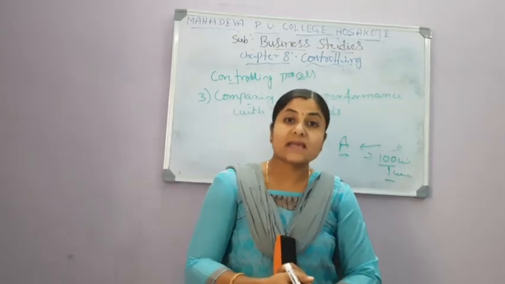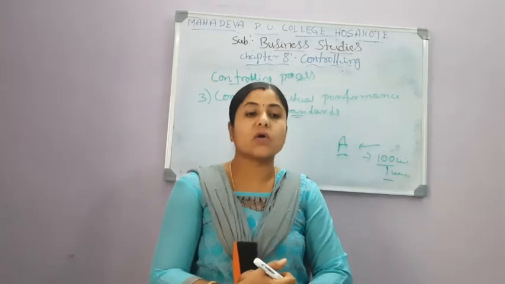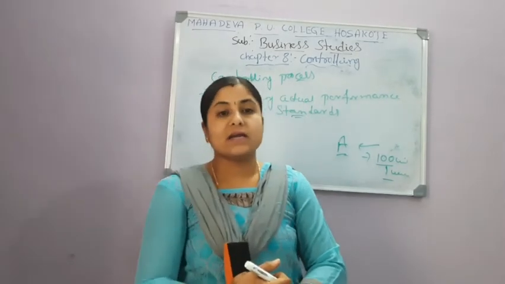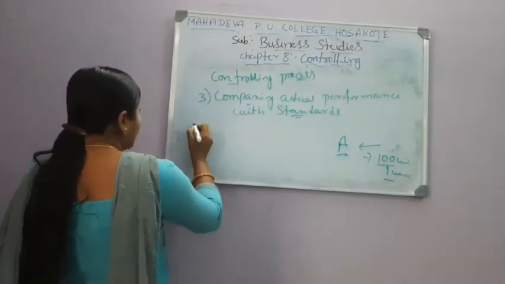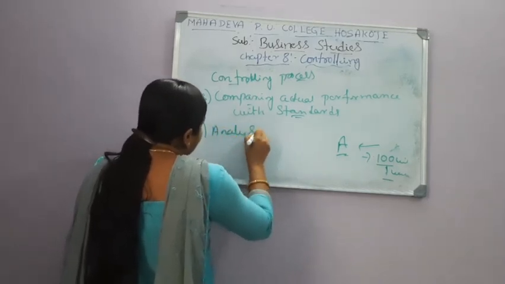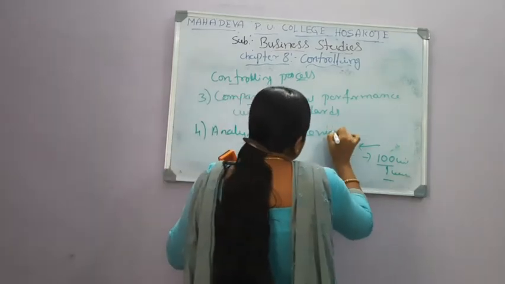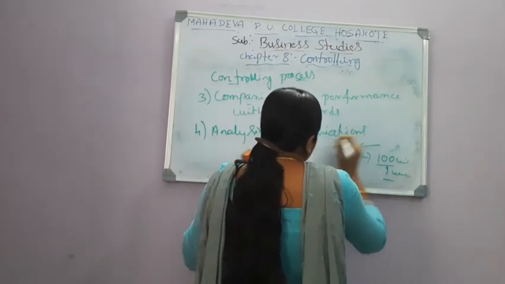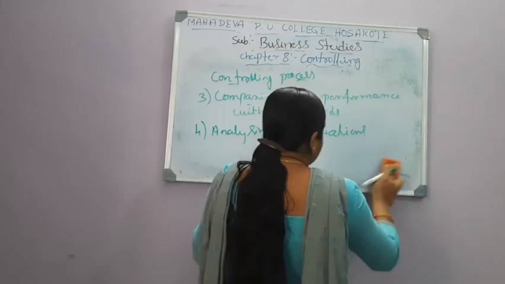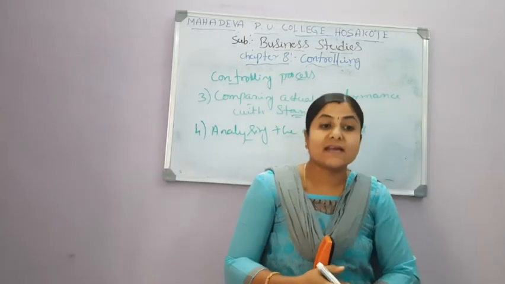The next one is, after identifying the deviation, we go into analyzing the deviations. The next process of controlling is analyzing the deviations.